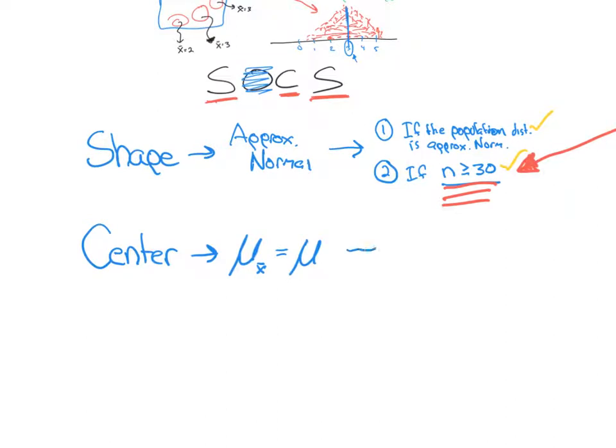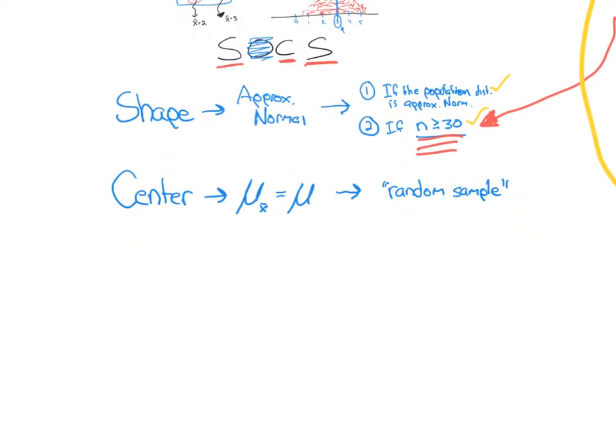Now, how do we try to make sure things stay unbiased? We take a random sample, right? Remember, that's how we try to reduce bias. So unbiased means for the average of all the averages to equal the average of the true population. Okay, well, that's good to know.